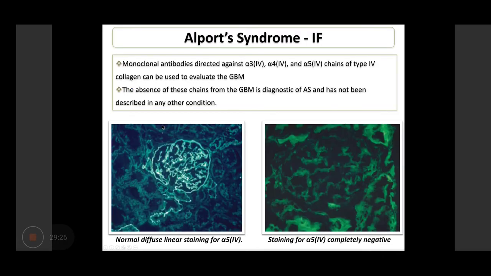Alport syndrome. You can also confirm the diagnosis by performing immunofluorescence stains using different monoclonal antibodies against the different subcomponents of collagen type 4. That is, you have antibodies directed against alpha 3, alpha 4, and alpha 5 chains of type 4 collagen. When you apply these on the frozen sections of the patient with Alport syndrome, they will not combine with the glomerular membranes, and the stain will be negative. So this will confirm that this patient has Alport syndrome.